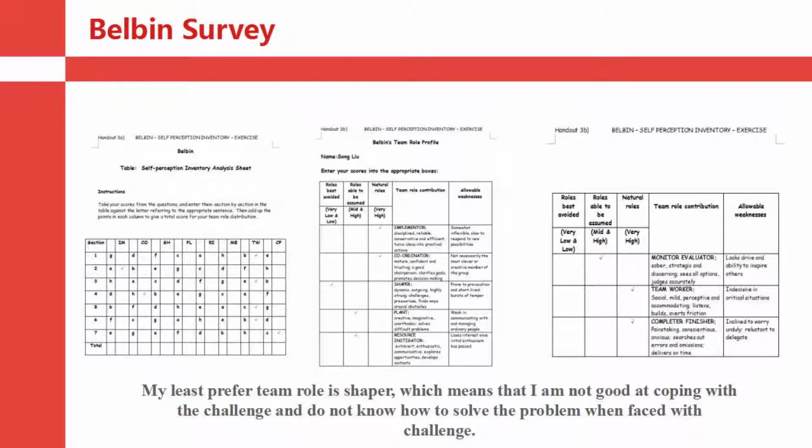According to the results of the Belbin team role test, my least preferred team role is shaper, which means that I am not good at coping with challenge and do not know how to solve the problem when faced with challenge. It also made me finally compromise on the research method. In the future, I should be more calm in the face of problems, actively find the solution to the problem, and do my best to solve the problem.